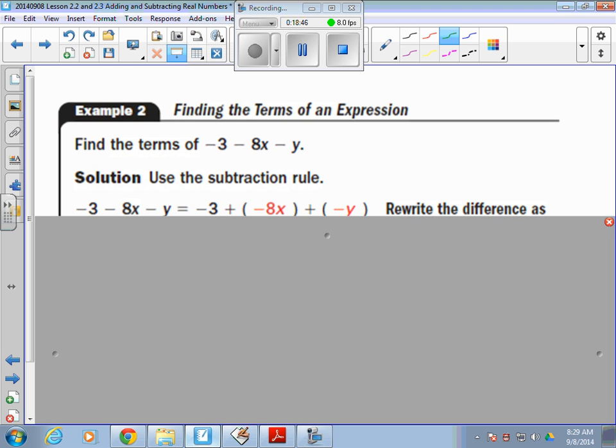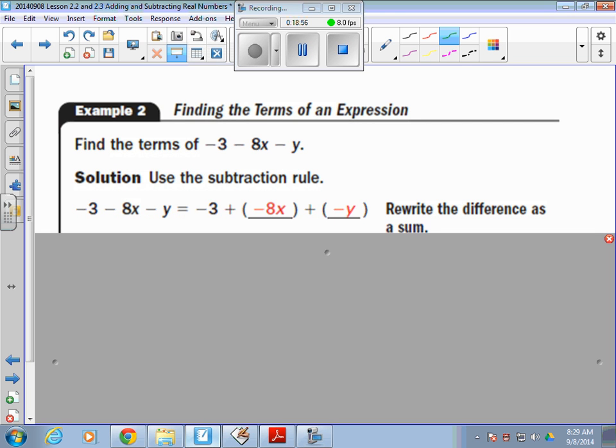Here's example number 2. Evaluate the terms of an expression, negative 3 minus 8x minus y. Use the subtraction rule. Okay. Rewrite the difference. All of the subtractions, rewrite them as addition. Negative 3, instead of saying minus 8x, plus a negative 8x. Instead of saying minus y, plus a negative y.